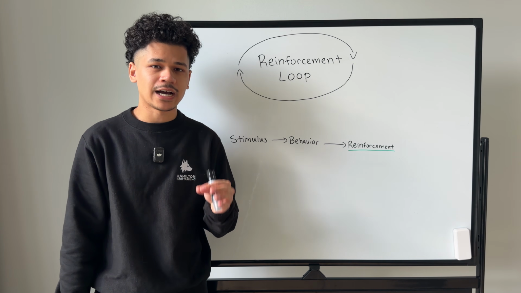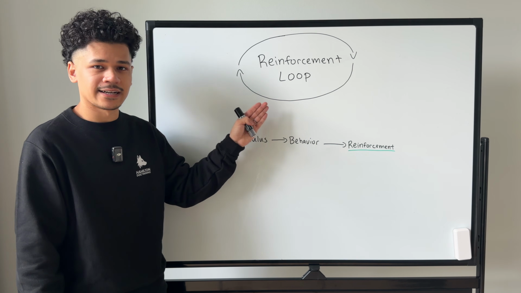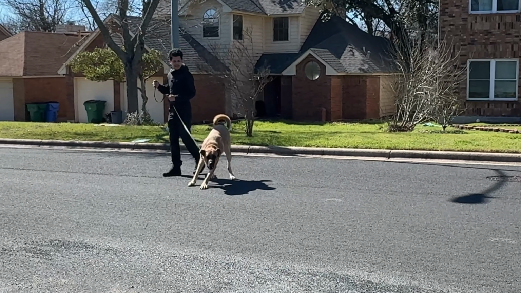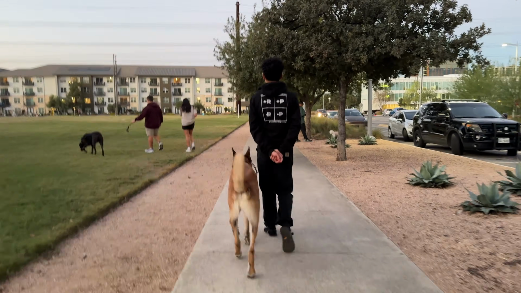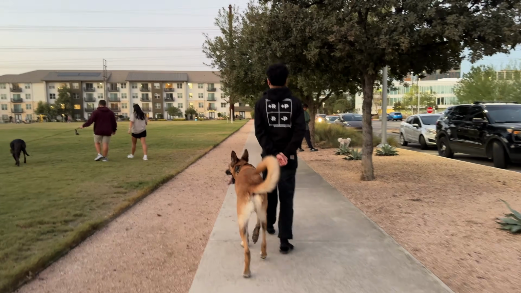In this video, I'm gonna show you how you accidentally made your dog reactive. So if your dog is currently barking and lunging and freaking out whenever they see other dogs and you just want them to ignore other dogs and walk right past them, this video is for you.